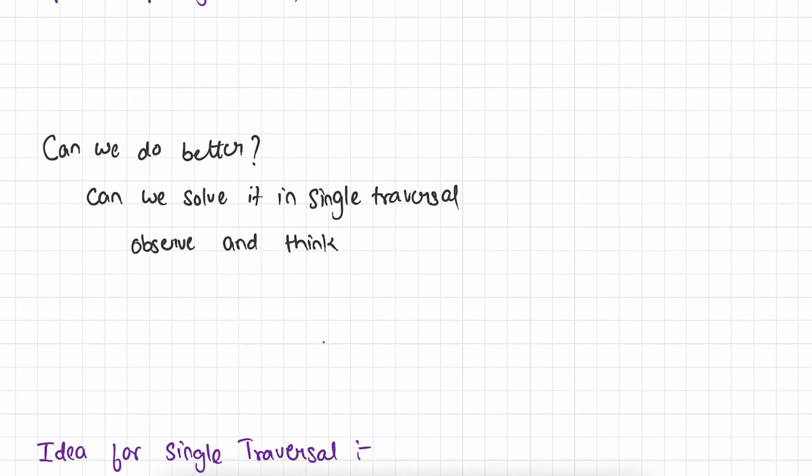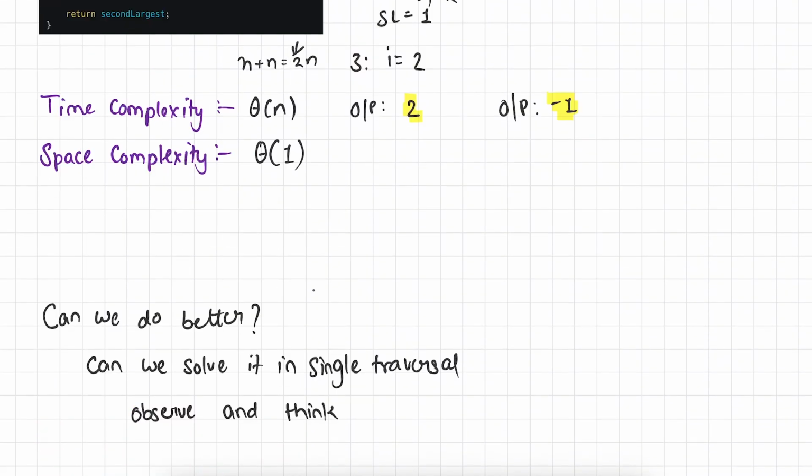Okay, great. Now you can see that we are traversing this array 2 times. One time when we are finding the largest element, and a second time when we are finding the second largest element. Now the question is, can we do it better? Do we have any solution to solve this problem in a single traversal? Just observe the input array and think about a solution to solve this problem in a single traversal.